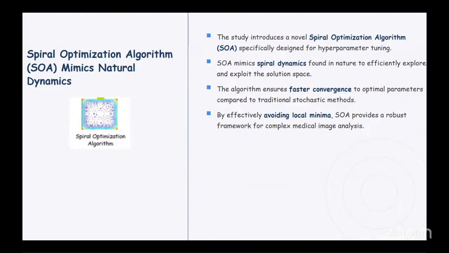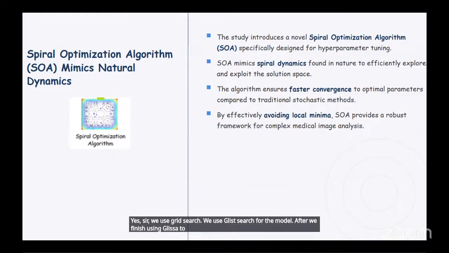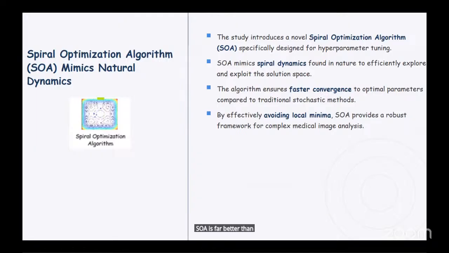But grid search is used for hyperparameter tuning, with random search. What you are saying now is that you use grid search as a model for the work. Yes, sir. We use grid search for the model. After we finish using grid search to fine-tune the hyperparameters, we compare the performance of the grid search and that of the SOA. And we concluded that SOA is far better than grid search, sir.